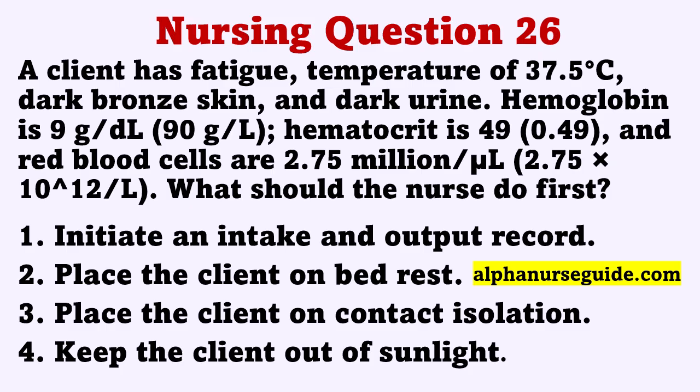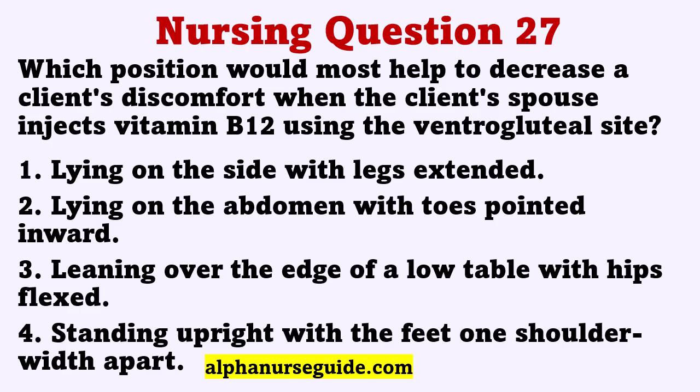Which position would most help to decrease a client's discomfort when the client's spouse injects vitamin B12 using the ventrogluteal site? 1. Lying on the side with legs extended. 2. Lying on the abdomen with toes pointed inward. 3. Leaning over the edge of a low table with hips flexed. 4. Standing upright with the feet shoulder width apart.